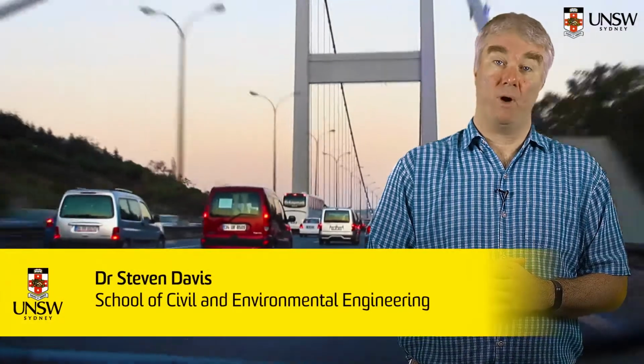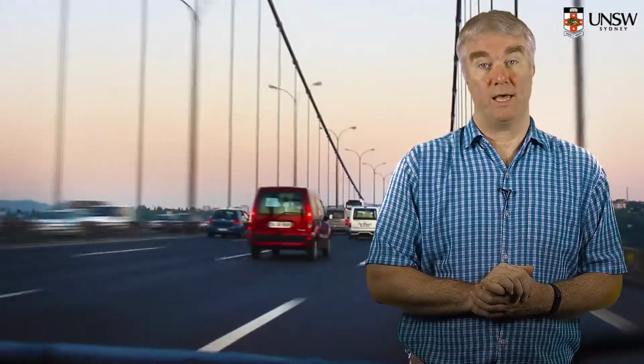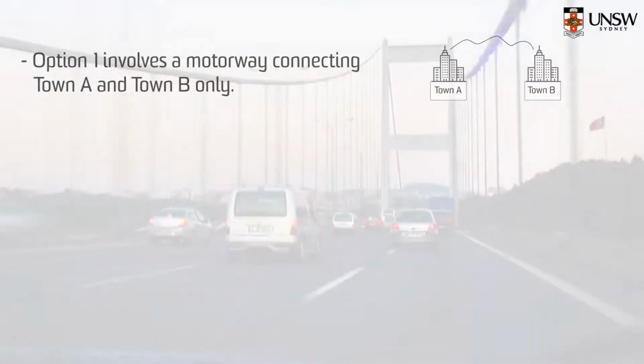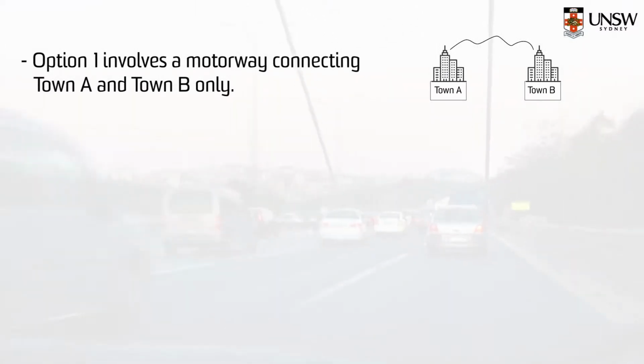The Department of Highways is considering building motorways between Town A, Town B and Town C. 3 options are being considered. Option 1 involves a motorway connecting Town A and Town B only.